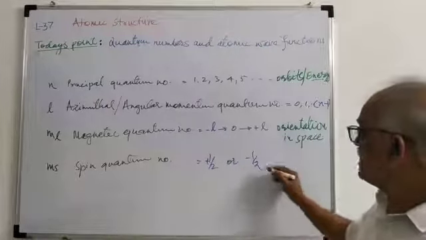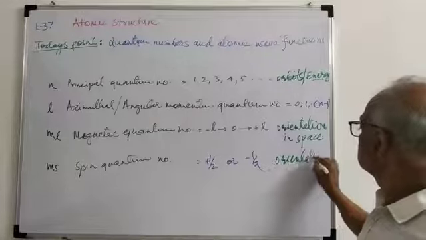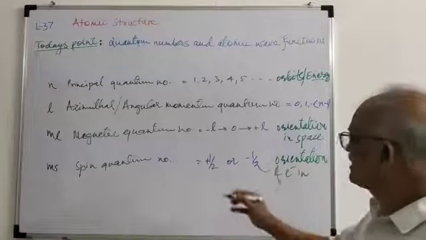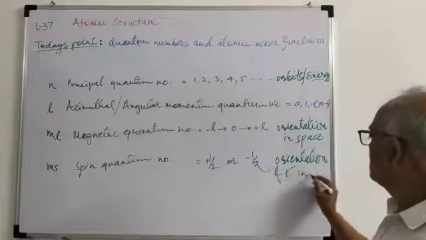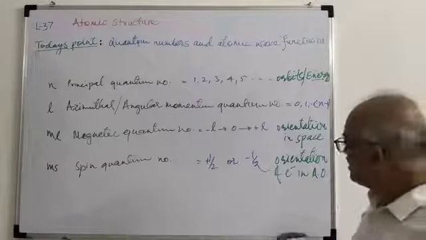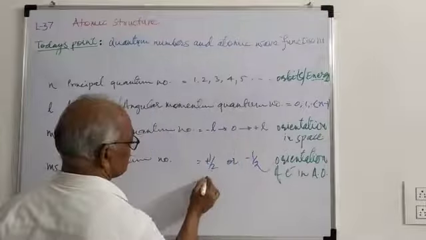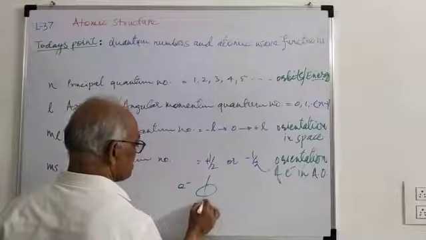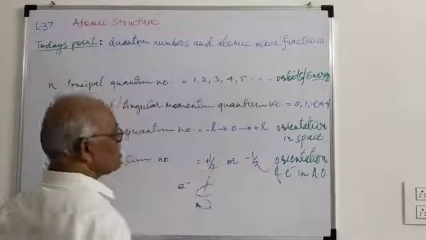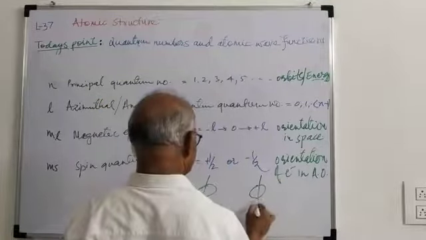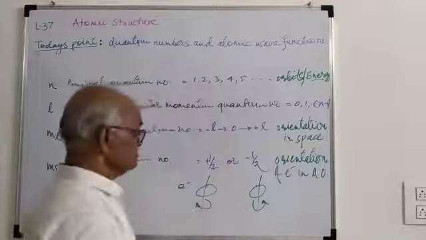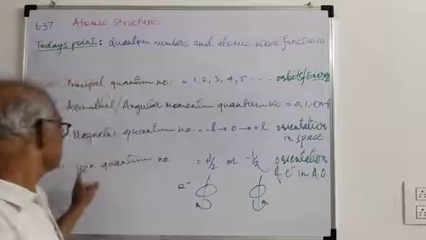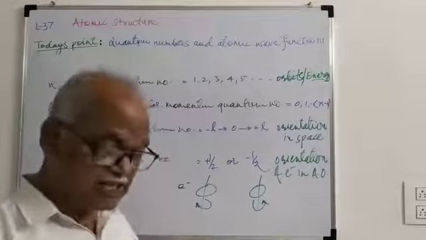And the spin quantum number will explain the orientation of the electron, that is the magnetic orientation, in the atomic orbital. If the electron is revolving in the clockwise direction, it will have plus 1/2 spin. If the electron is spinning in the opposite direction, that is anticlockwise, it will have minus 1/2 spin. So this spin quantum number explains only the spin state of the electron.